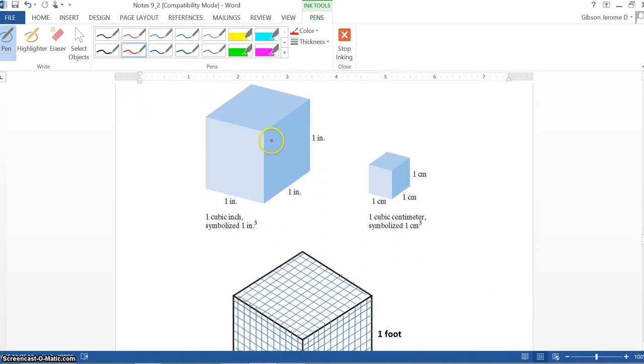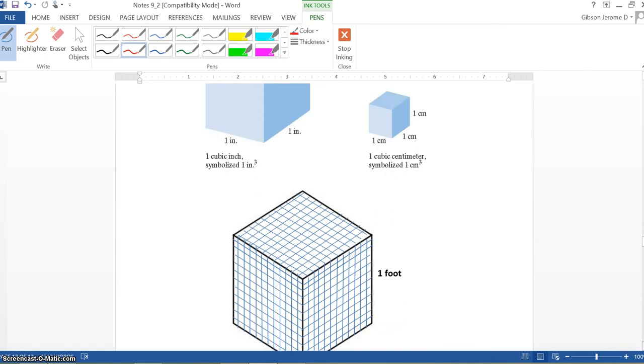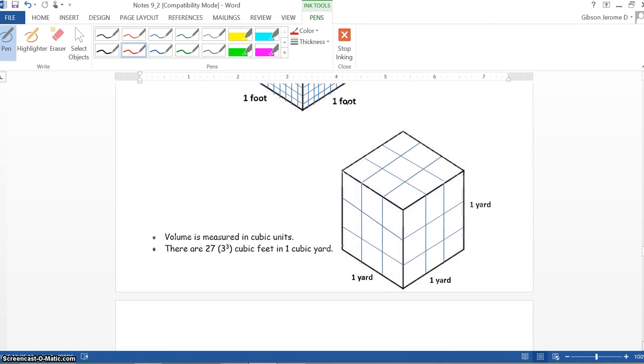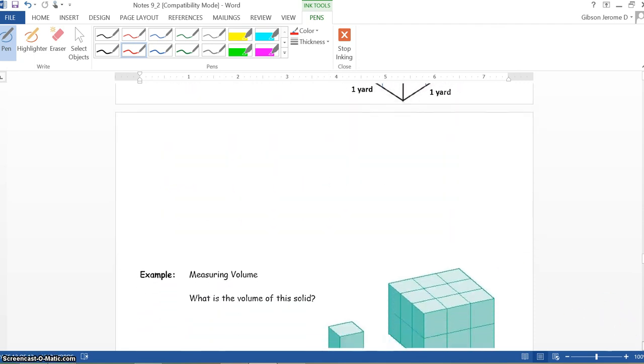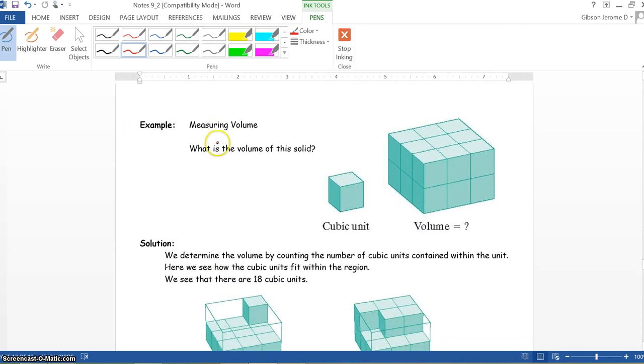Now if we look here, we have this volume, this three-dimensional cube, 1 cubic inch, and 1 cubic centimeter. Then we have 1 cubic foot here, and we also have 1 cubic yard. Now, it says example, measuring volume. What is the volume of the solid?